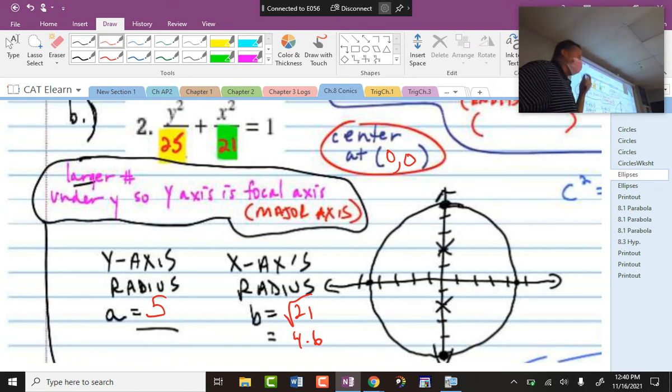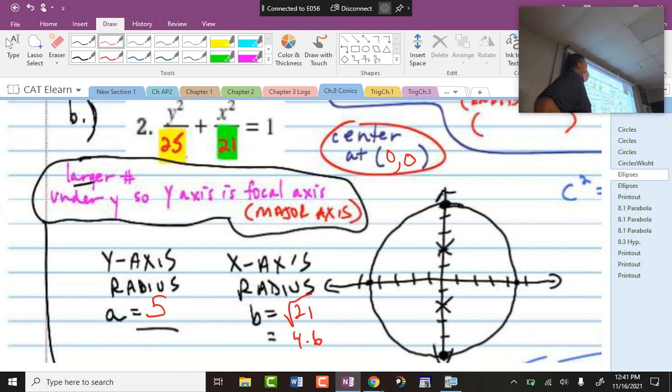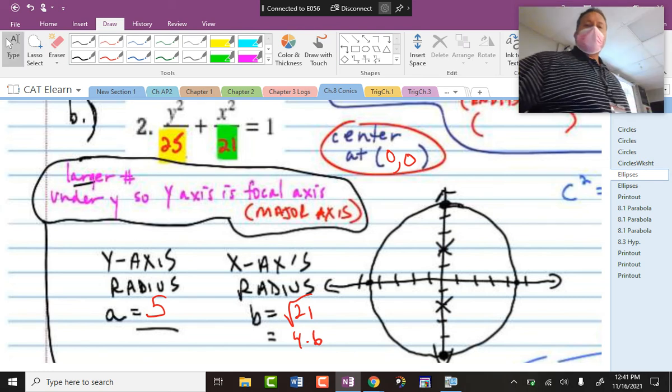So recognition. Okay, so what do I have to do to draw this? The y-axis radius is 5. From 0, 0, I go 5 up, 5 down. And then the x-axis radius, not as nice. It's 4.6 right and 4.6 left. Sort of elliptical, but more circular. Your eccentricity value is going to be on the small side, probably swinging closer to 0, but we'll look at that later.